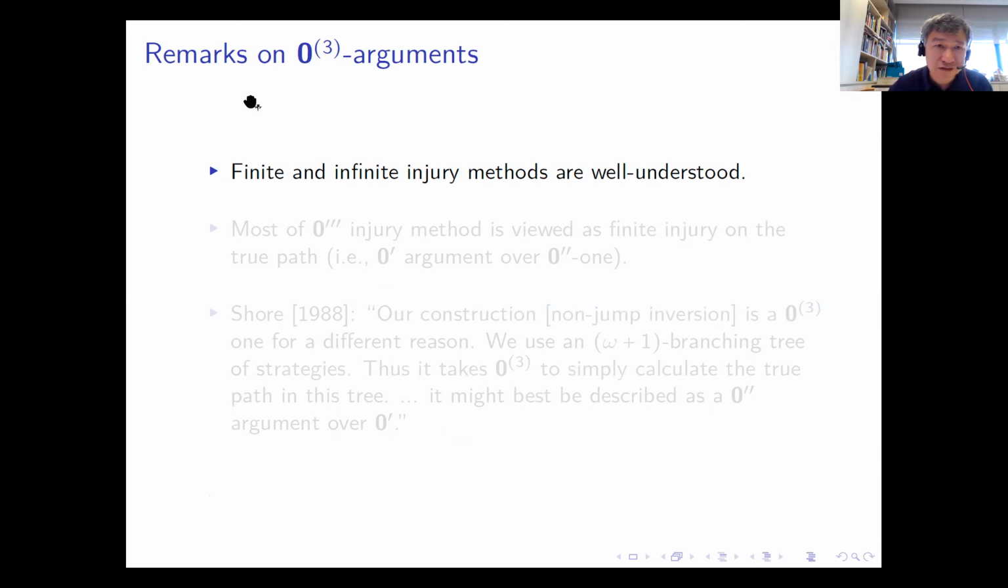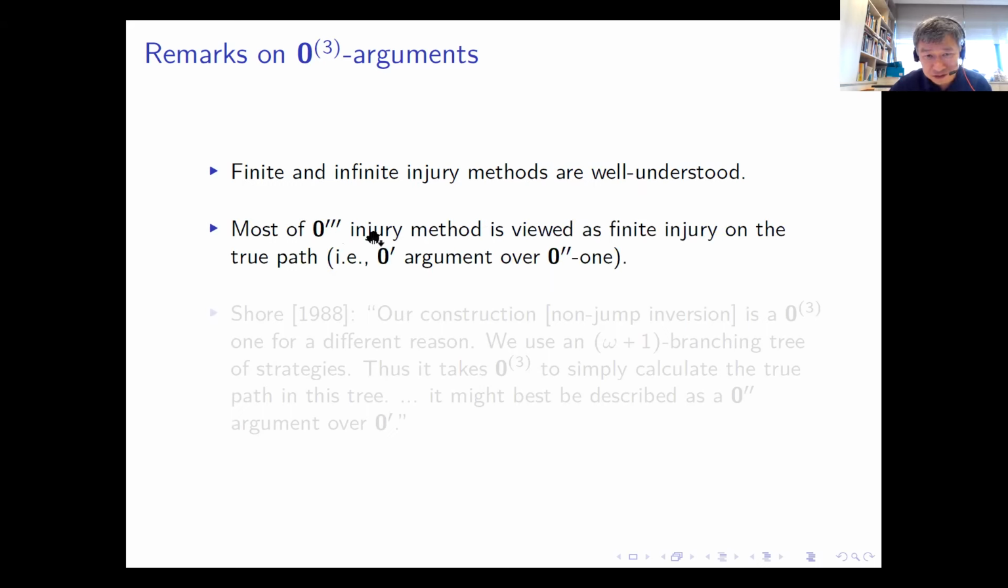Okay, so I want to make a remark on the 0 triple prime. Relatively speaking, finite and infinite injury methods are well understood. Most of the 0 triple prime arguments can be viewed as a finite injury on a true path, right?